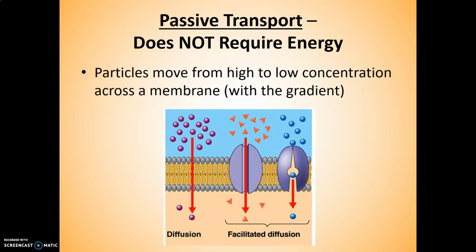So the first type of transport we're going to look at is passive transport. This does not require energy. Particles move from high to low concentration across a membrane. So again, it's with the concentration gradient, going from high to low. We have diffusion and facilitated diffusion. If you look at the diagram, diffusion goes directly through the membrane, whereas facilitated diffusion uses proteins to help get the molecules through the membrane.